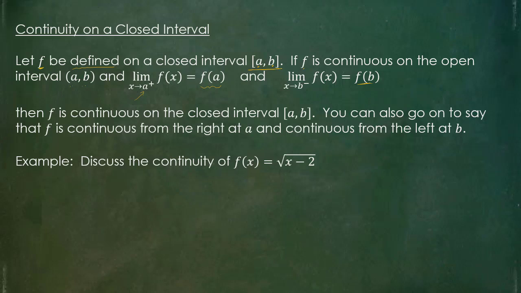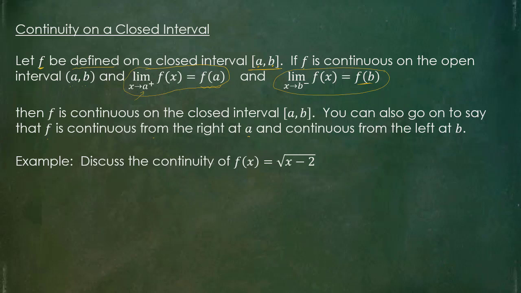So it's really just guaranteeing that those endpoints actually are defined values instead of open circles or going on forever. What we can also say is that f would be continuous from the right at a. That's what the limit in this area is talking about. It's continuous from the right of a, or we could also say it's continuous from the left of b, using that second limit.